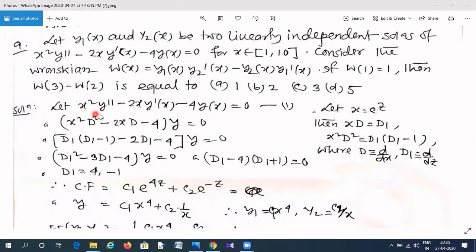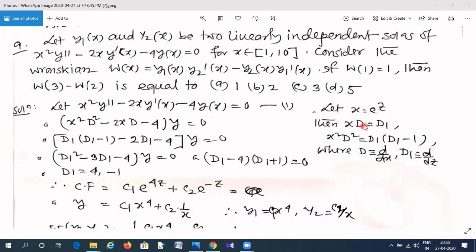So the given differential equation is x square y double dash minus 2x y'(x) minus 4 y(x). If you know the Cauchy-Euler form, I think you all know the Cauchy-Euler form. What is the Cauchy-Euler form? It is a differential equation of the form x square y double dash minus 2x y dash minus 4y. So we consider x as a function of another variable, that is e to the power z, or z equal to log x.